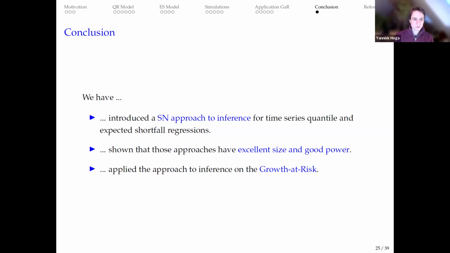Okay, so that's it. What we have done was to propose this self-normalized approach to time series quantile and expected shortfall regressions, which have good size, lose a little bit of power, but not much, and shown how to apply these methods to an example from macroeconomics, specifically in the growth at risk literature. So thanks, and I'm happy to take questions.